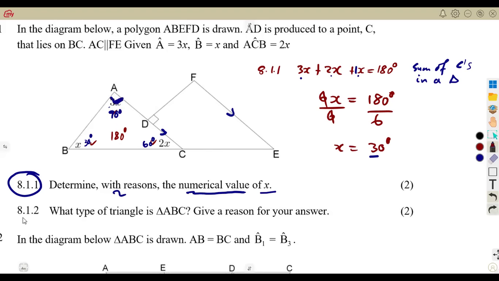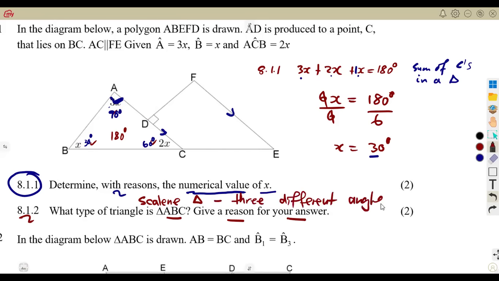All right. Then what type of triangle is ABC? Give a reason for your answer. As we can see, guys, these angles, all three angles, they are different. So this one is supposed to be a scalene triangle, because we are having 3 different angles.